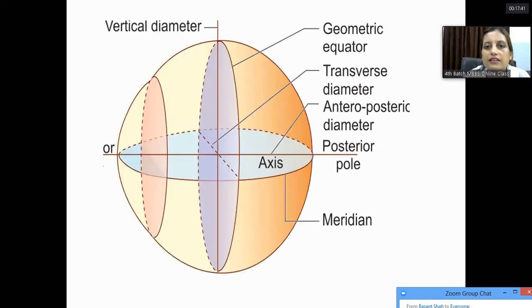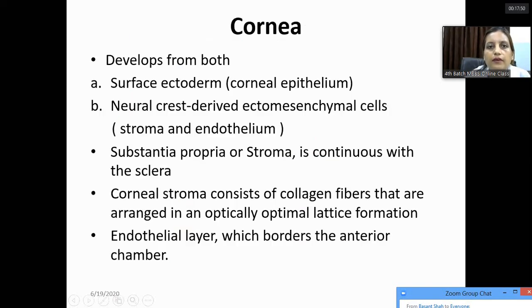This we have discussed in the last class, the anterior pole and posterior pole of the lens. Now the development of the cornea: it is from both the surface ectoderm, which forms the corneal epithelium, and the neural crest derivatives, ectomesenchymal cells, which form the stroma and endothelium. The substantia propria or stroma is continuous with the sclera, and the corneal stroma consists of collagen fibers arranged in an optically optimal lattice formation. The endothelial layer borders the anterior chamber.